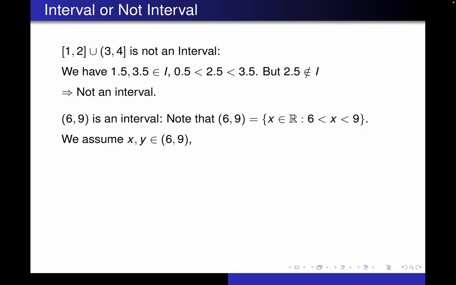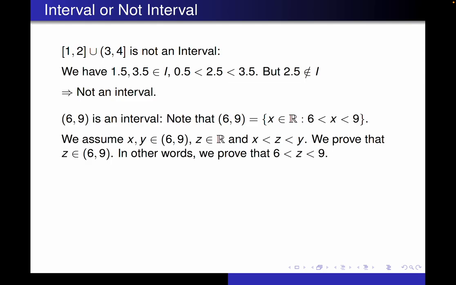So we'll assume that x and y are in the interval (6, 9). We'll assume that z is a real number. We won't assume it's in the interval. We'll assume it's any real number that's between x and y. And we want to show that z is in (6, 9). So we want to prove that z is greater than 6 and less than 9.